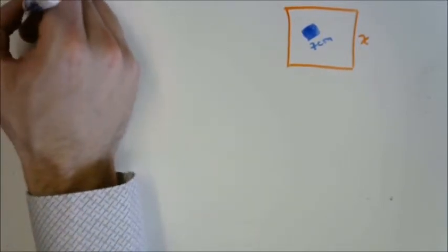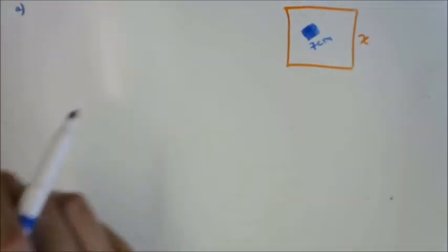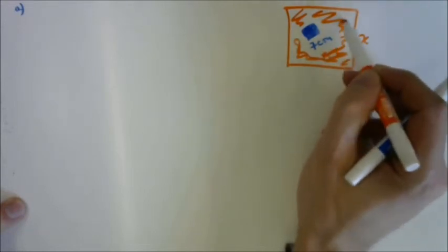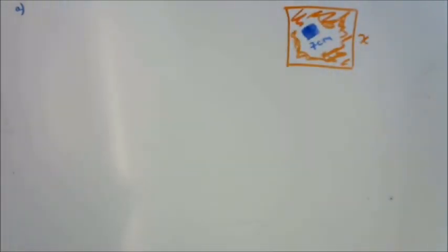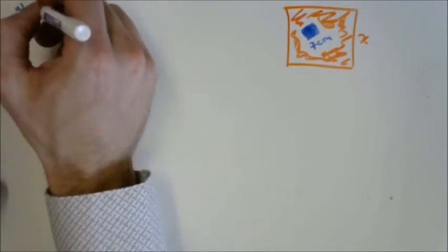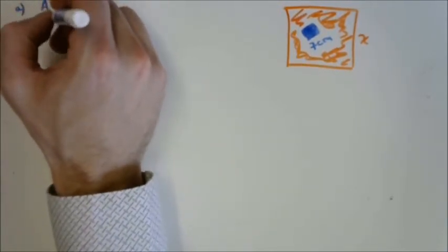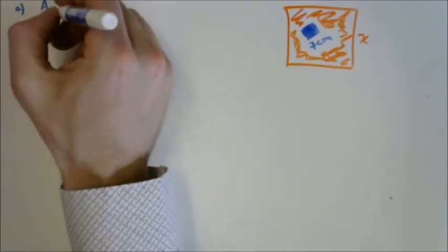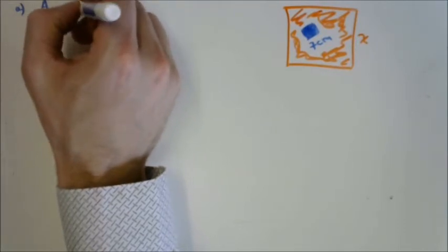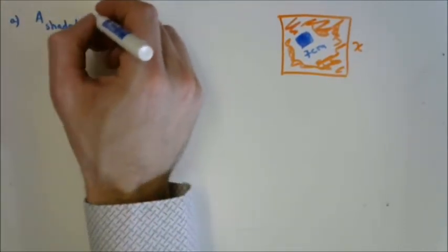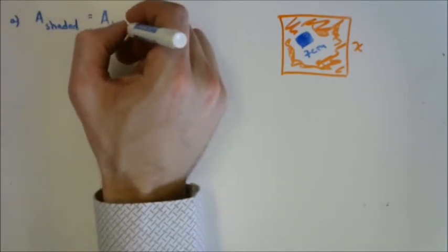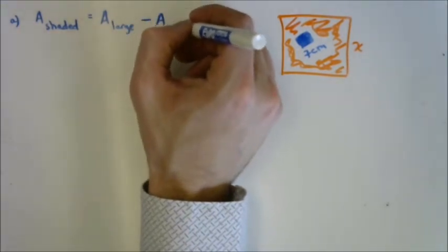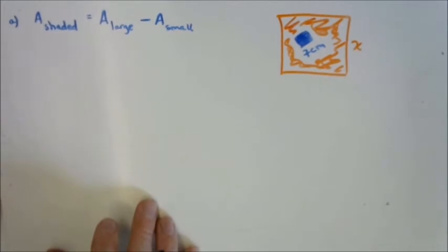So A, we are going to call this the orange area or the shaded area. So this is our shaded area. We need the area of the shaded area, whatever's left over after we pull out that blue square. So we've got the area of the large square. Sorry, let's do it this way. We're finding the area of the shaded. So area sub shaded is equal to the area of the large minus the area of the small. So far so good?